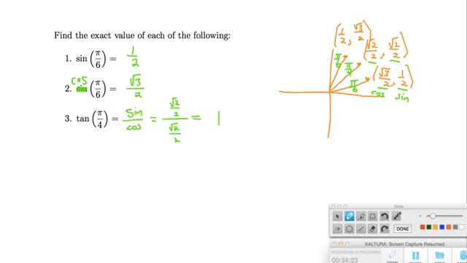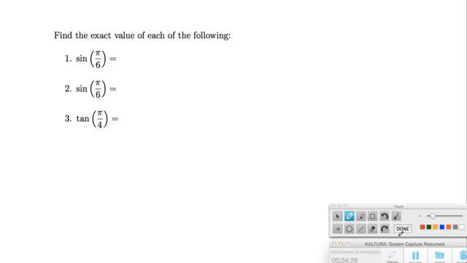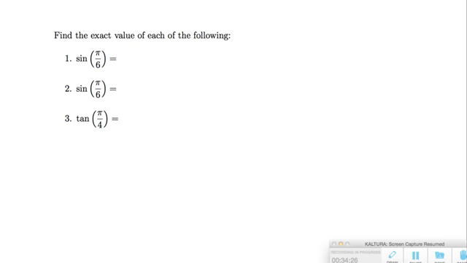Okay, so really quickly before we go to the next example, let me explain what a reference angle is. So if you have an angle other than the angles in quadrant 1, let's say for example 5 pi over 6.